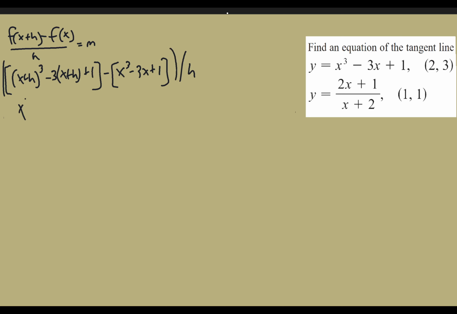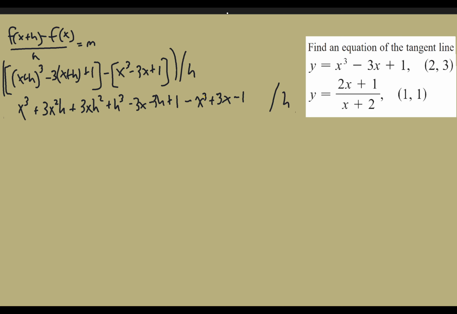And this, using Pascal's triangle, we can quickly write out as x cubed plus 3x squared h plus 3xh squared plus h cubed, minus 3x minus 3h plus 1, minus x cubed plus 3x minus 1. And all this again is going to be divided by h. We'll come to that in a moment.